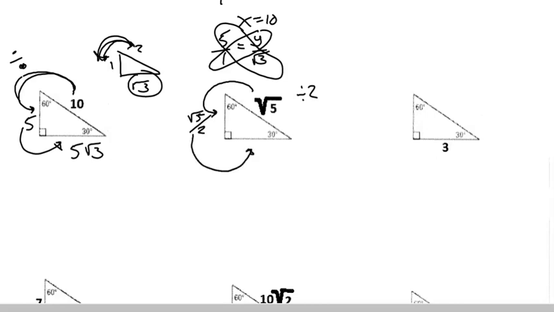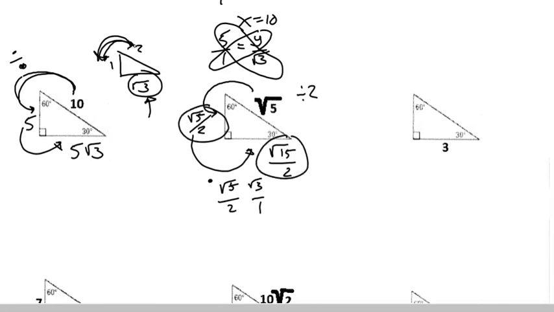How do I get from here to here? Getting bigger. Multiply. Multiply by what? Rad 3. Rad 5 over 2 times rad 3. That gives me rad 15 over 2. There you go. Only going to do a few more and then we can work through some in class.